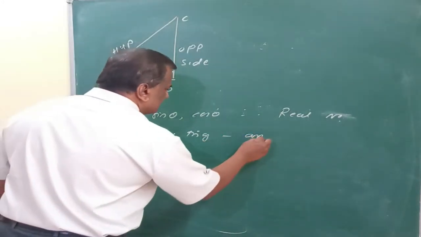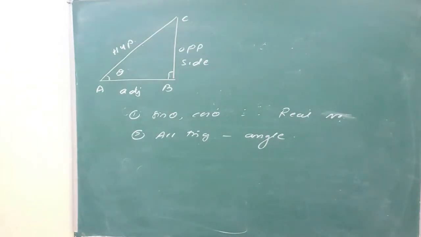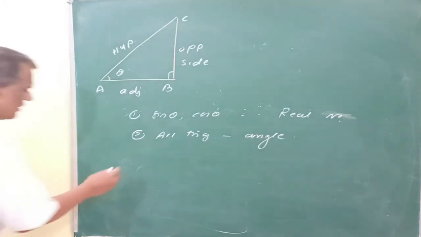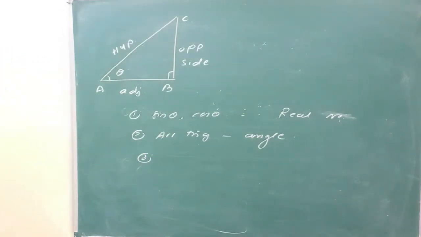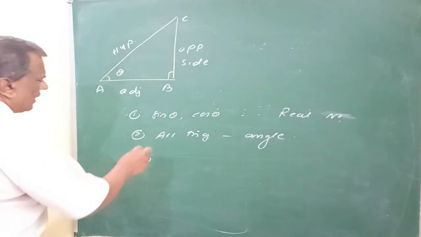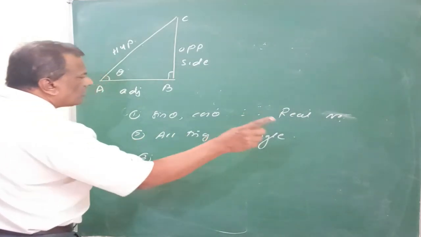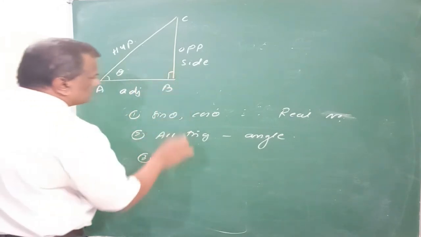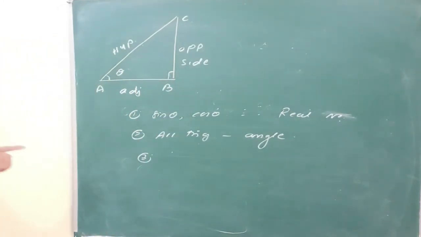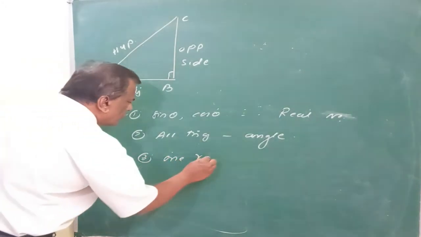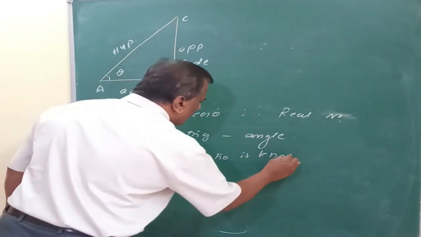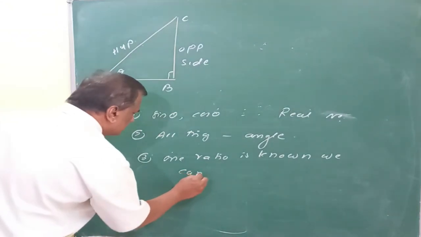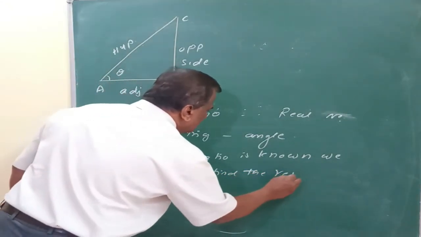They depend on angle. They don't depend on any triangle, but they depend on angle. If the angle changes, trigonometric ratios also change. So first thing, all the trigonometric ratios are real numbers and they don't have any unit. And they depend on the angle, not on the triangle. Third point, if one trigonometric ratio out of six is known, we can find the other five. If one ratio is known, we can find the remaining. Easy.